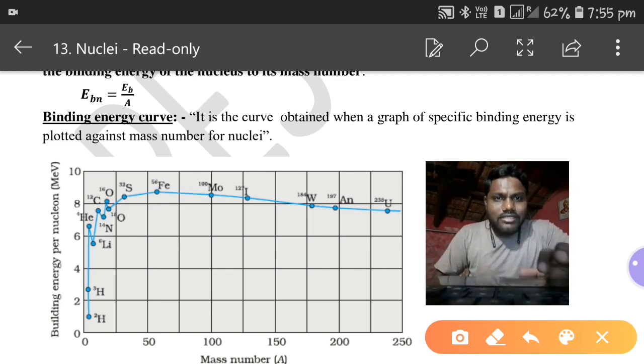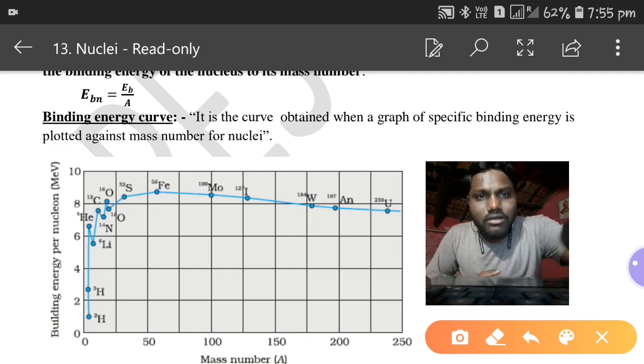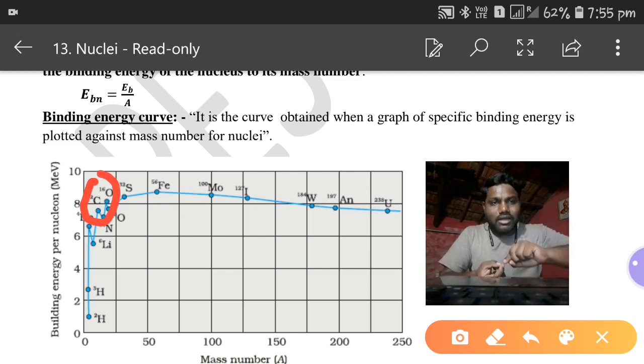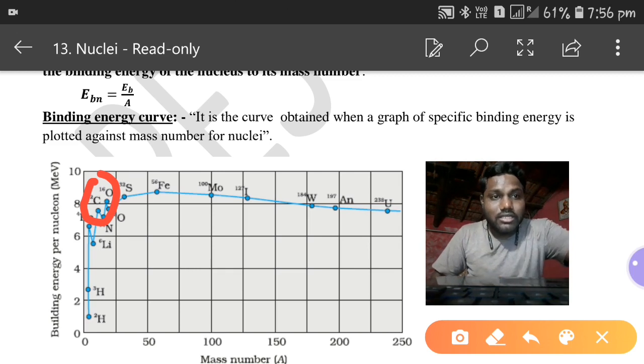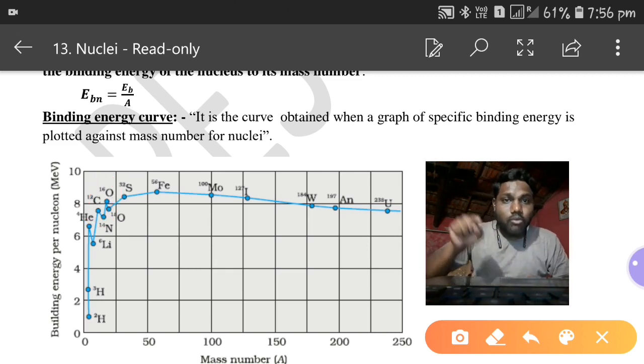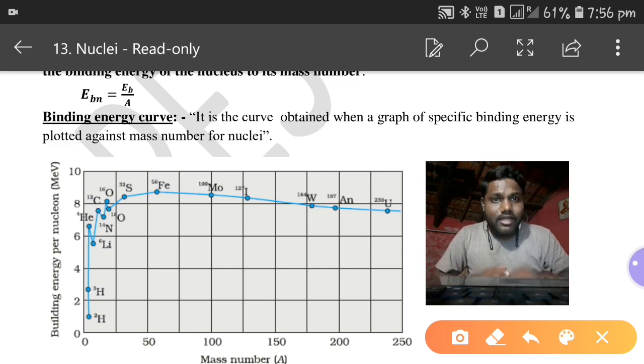And again, let us consider one more example, carbon-12. Here it is, carbon-12. Again, from lithium to carbon, the curve suddenly increases, because carbon has 6 protons and 6 neutrons, an even number of protons and an even number of neutrons. So the binding energy per nucleon, or specific binding energy, increases. Therefore, carbon-12 is more stable as compared to lithium-6. Is this clear?